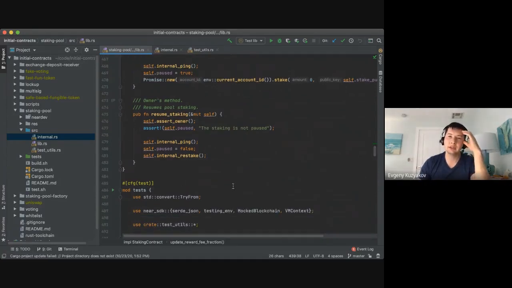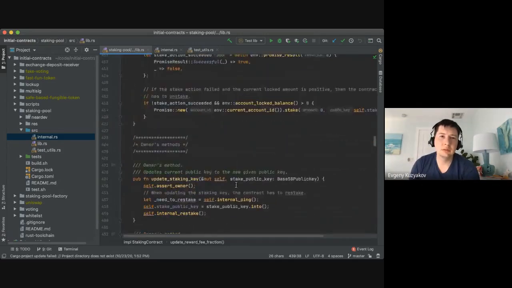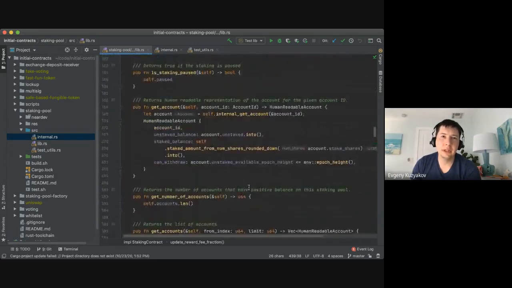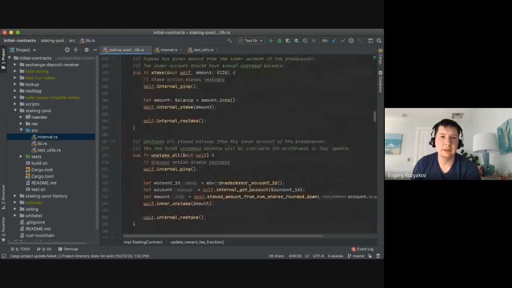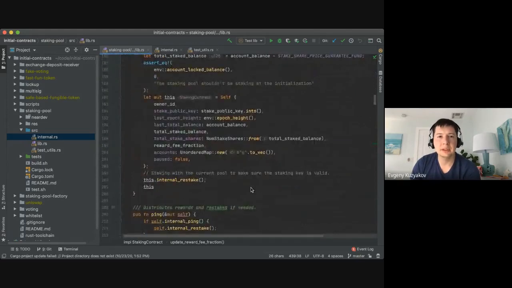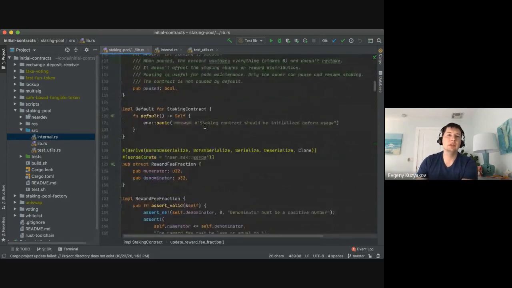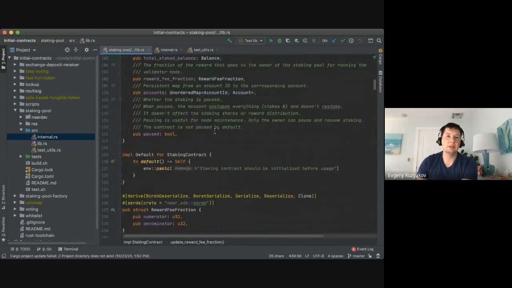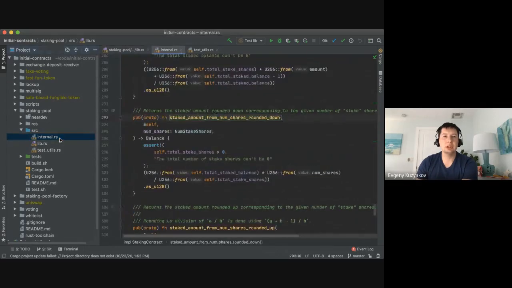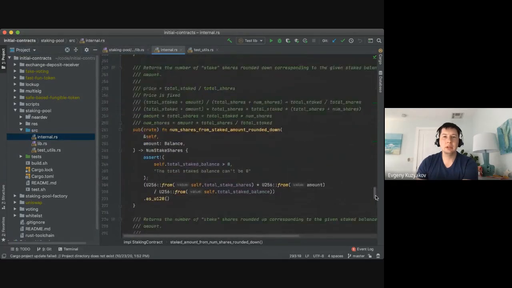And finally, we have tests here. So we have about 15 minutes left that we can spend. We basically described the high-level interface of how this works, and we'll touch a little bit on the math of how rewards are distributed. So most logic is happening in internals.